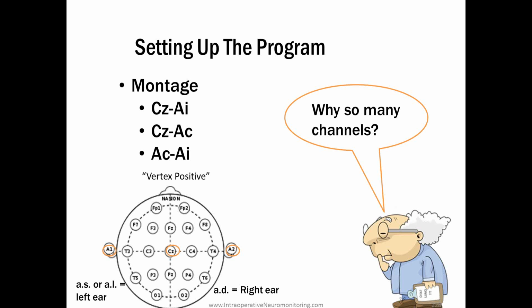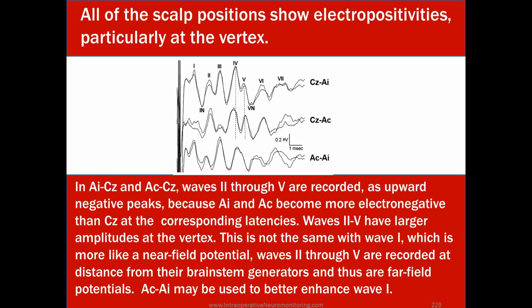Because these are all positive waveforms except for wave 1, typically you will see this phrase "vertex positive," where CZ is the active electrode. So all the scalp positions show electropositivities, particularly at the vertex. That is why we use that as our active area to get these positive waveforms.